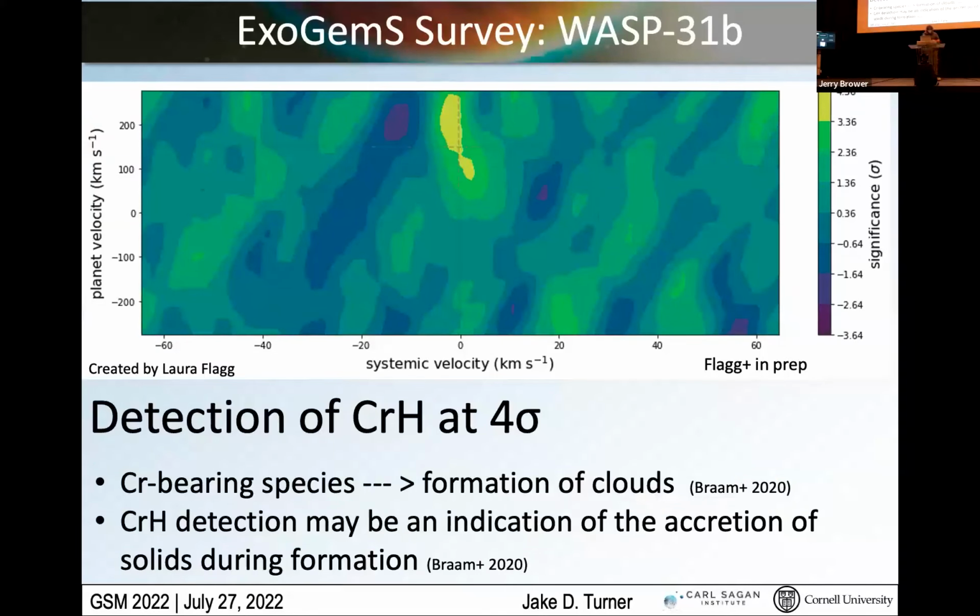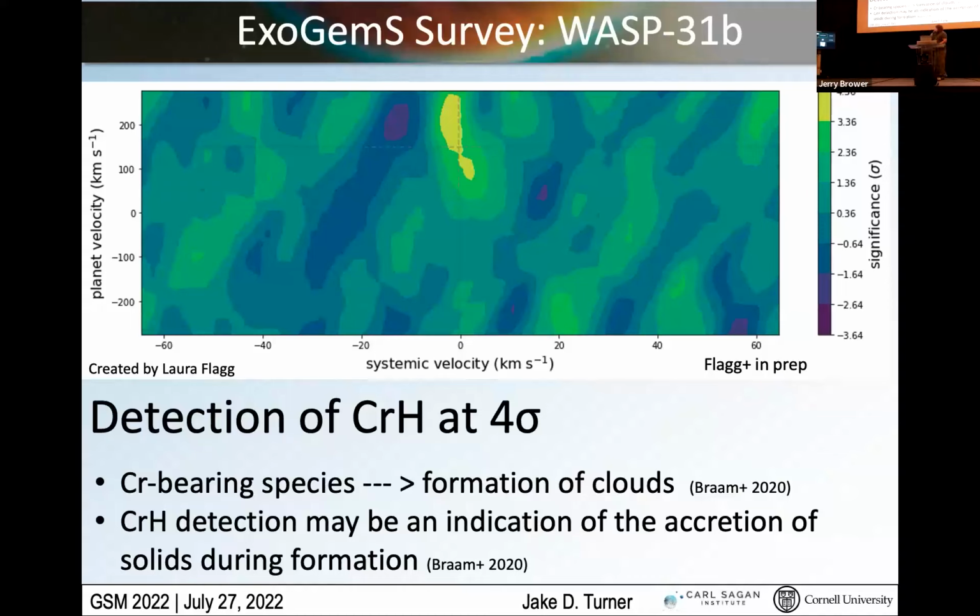And surprise, and thankfully, we actually detect chromium hydride as well in high resolution. So you can see our plot here. Again, with systemic velocity versus the radial velocity of the planet. And we get about a 4-ish sigma, about 4.2 or 4.3, I believe, detection. So it's quite interesting. And so we're able to detect this at high resolution and low resolution, which we can use to get some more interesting constraints. We haven't done that yet, but we will do that in the future.